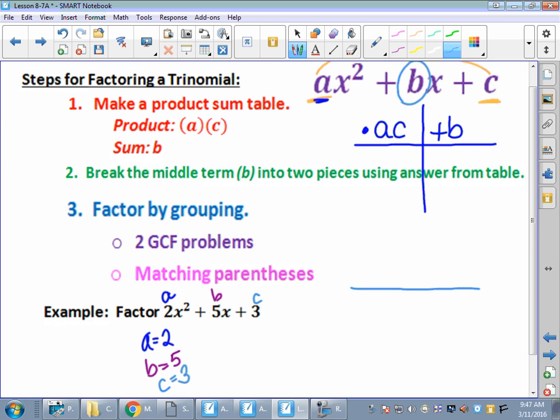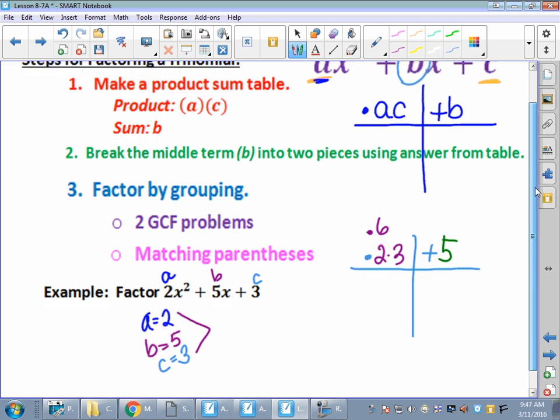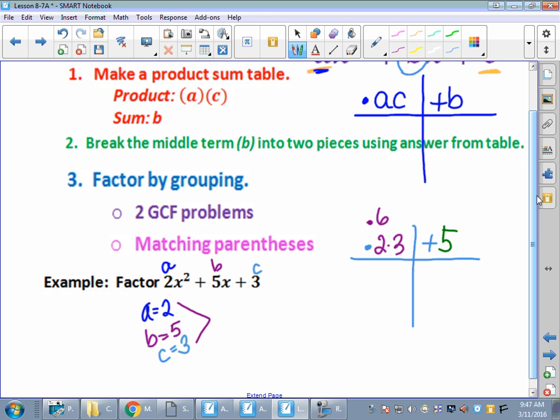So if we're going to make a product sum table, and I'm looking for what multiplies to a times c, well, a is 2, c is 3, so we're looking for a number that multiplies to 6 and adds up to our b value, which would be 5. Can you think of a pair of numbers that multiply to 6 but add to 5? Well, I'm going to try one. 6 times 1, right? That multiplies to 6. I'm good. However, when I go over here and do 6 plus 1, that is not equal to 5. So I know that one doesn't work.